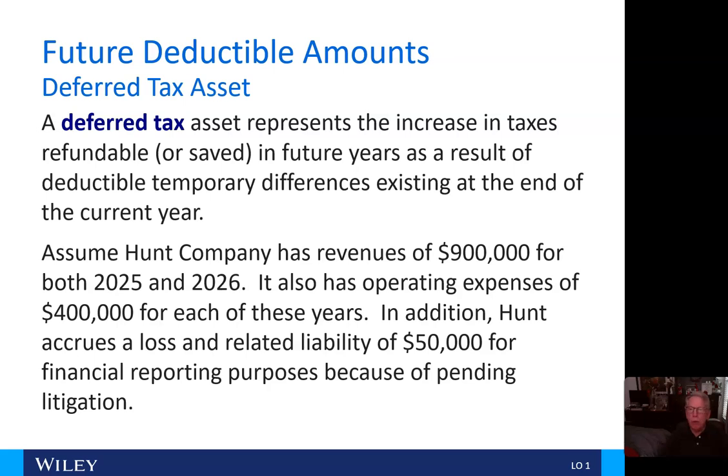So we're going to assume the Hunt Company has revenues of $900,000 for both 2025 and 2026. It also has operating expenses of $400,000 for each of these years. In addition, Hunt accrues a loss and related liability of $50,000 for financial reporting purposes because of pending litigation.